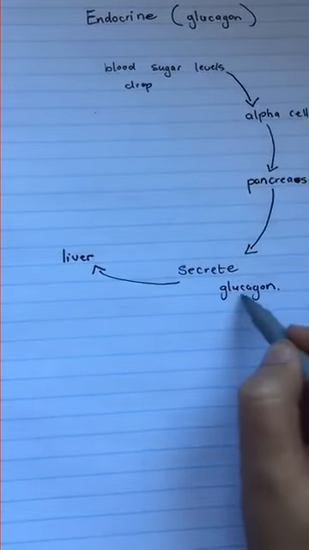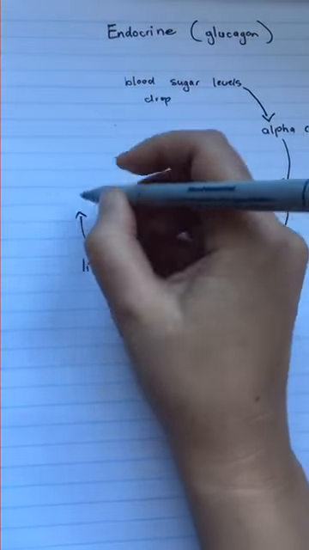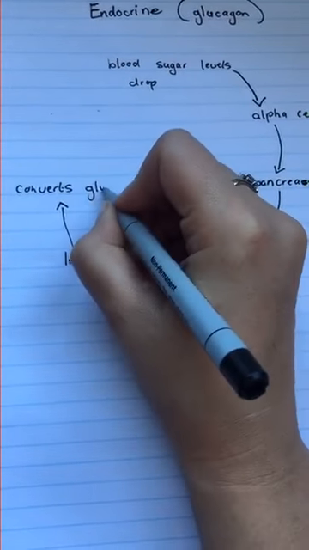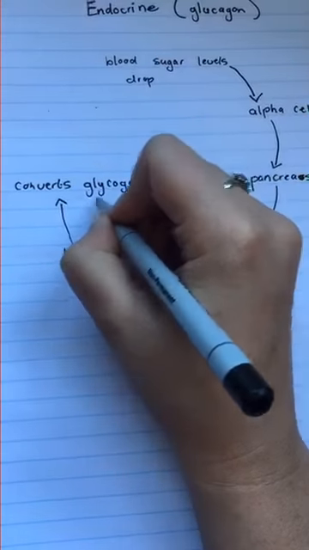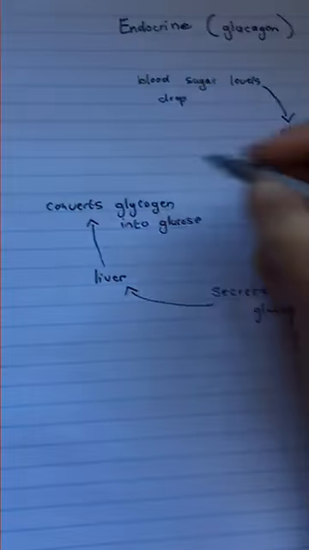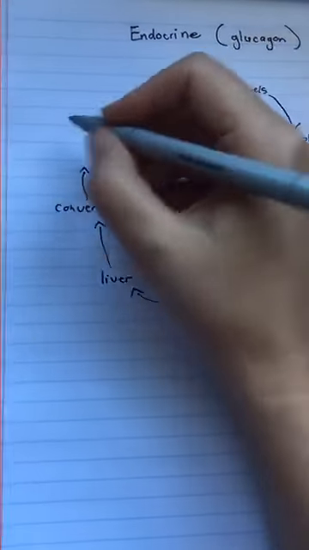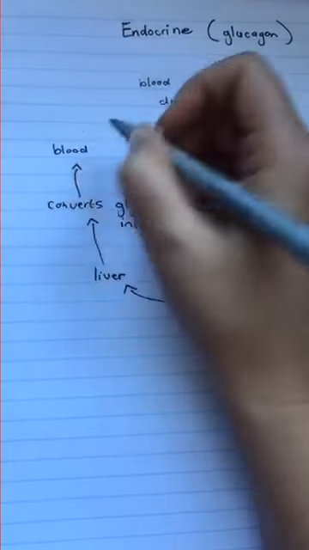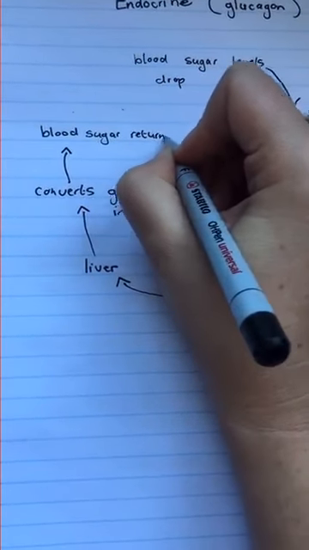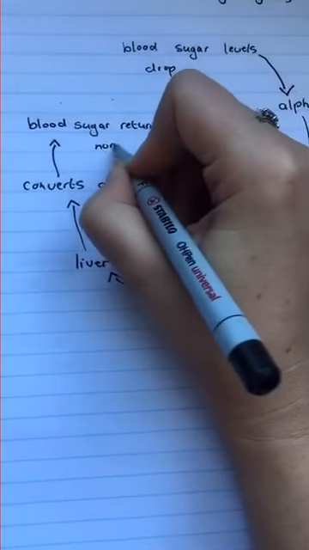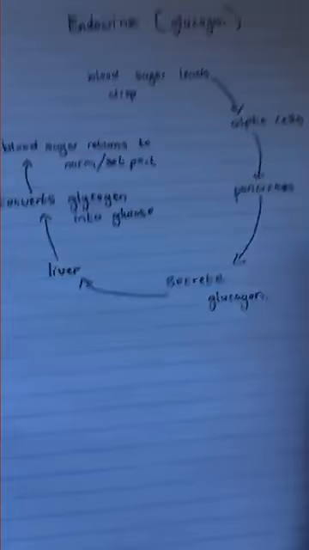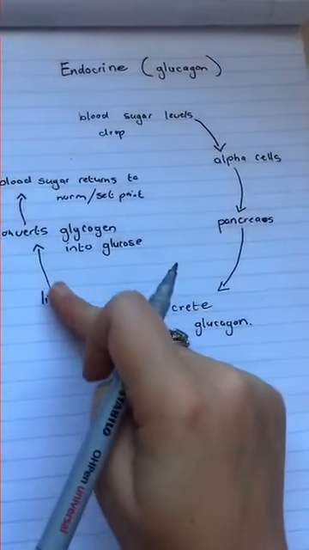That liver is going to take glucagon and it converts glycogen into glucose, right? That is then secreted into the bloodstream, and the blood sugar returns to norm, or you can also say to set point. Okay, that's literally how I would teach glucagon.